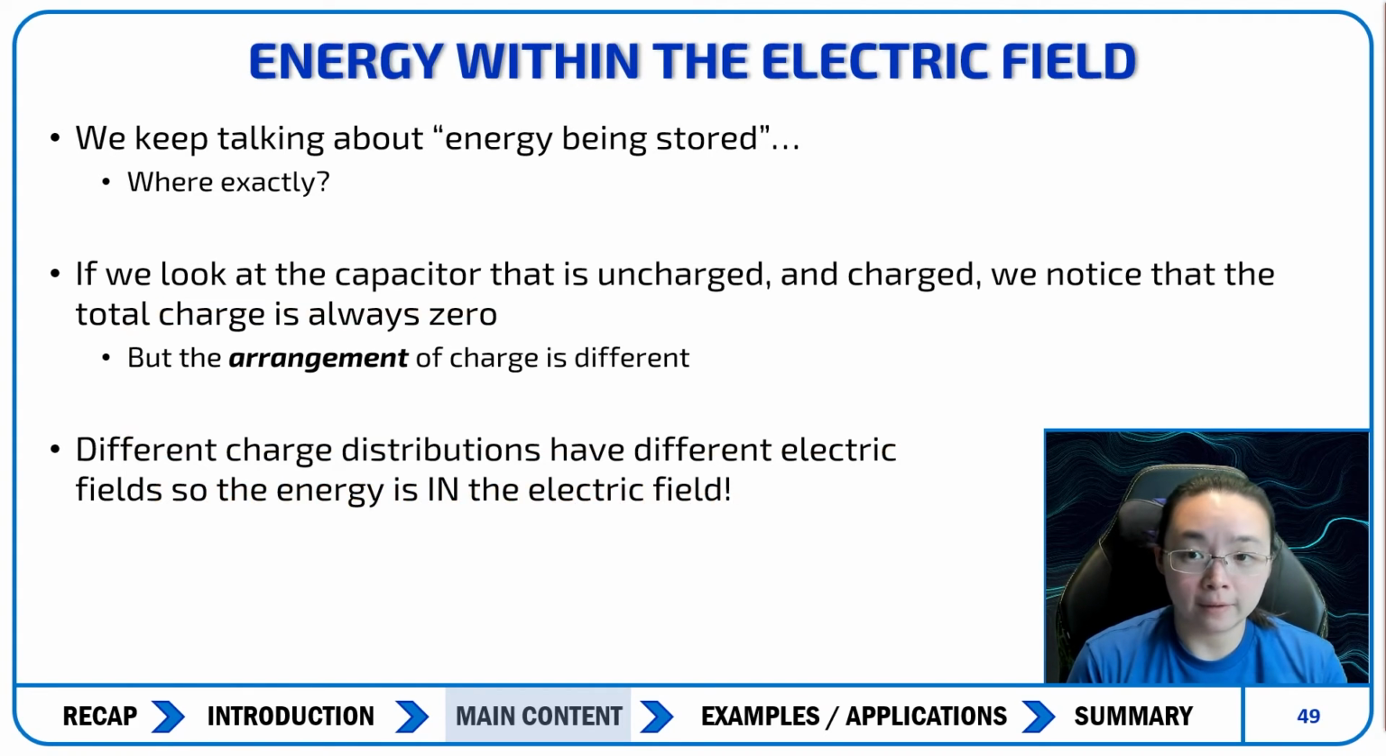Now we take a look at the energy within the electric field. We keep talking about energy being stored in capacitors, and we should probably know where it's being stored. So if we look at the uncharged version of the capacitor versus the charged version, we notice that the total charge is always going to be 0 because it starts off as conductors. So the only difference is really the arrangement of charge. It's very important to understand that the arrangement of charge is where the capability of storing energy comes into play. Different charge distributions have different electric fields. So that means the energy is in the electric field.